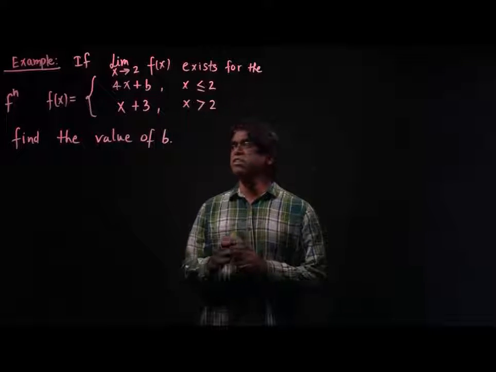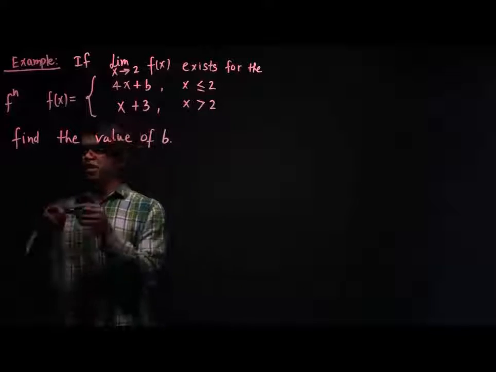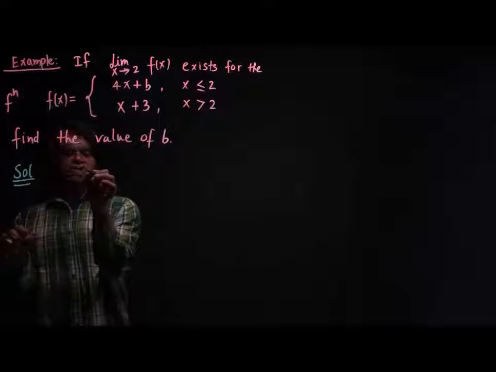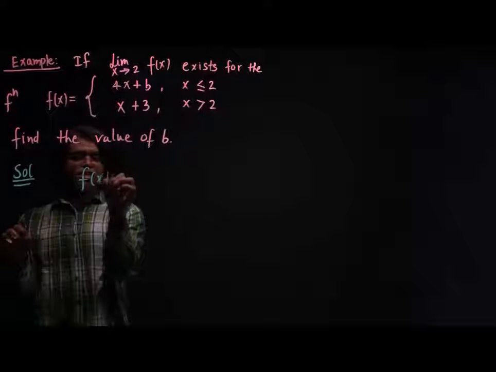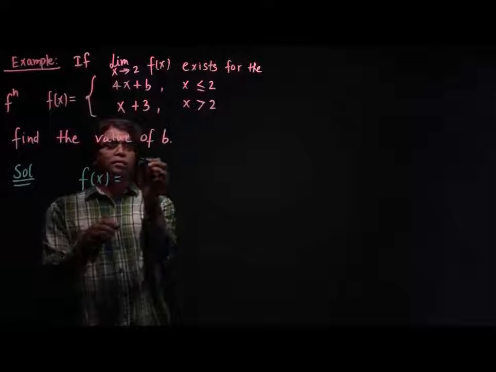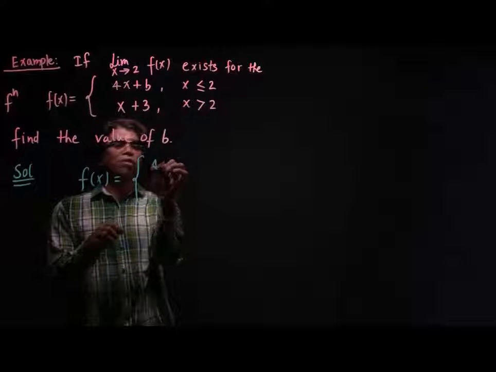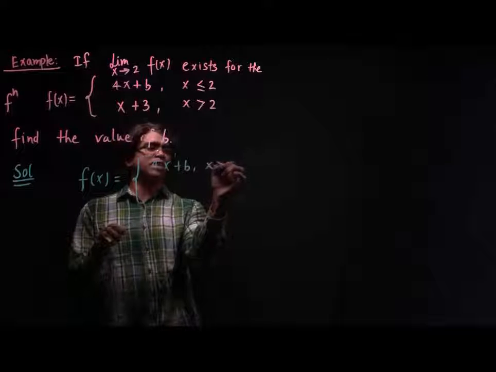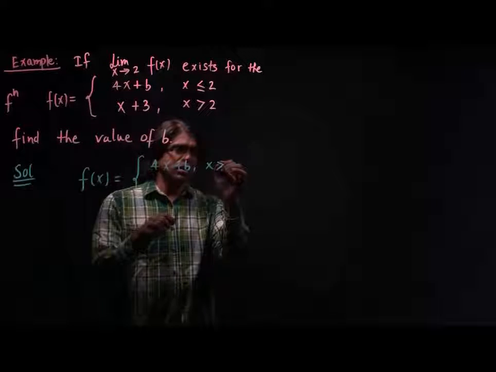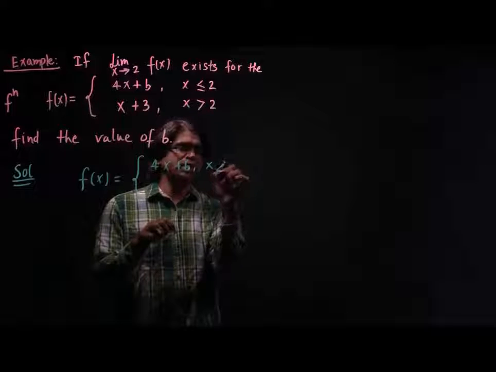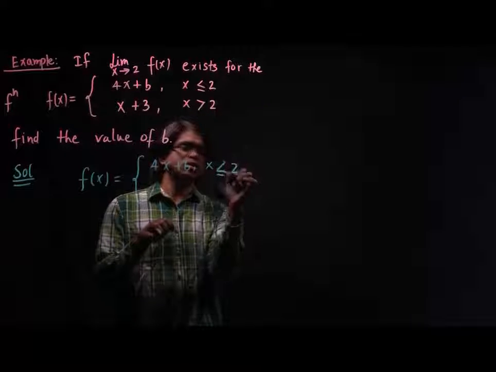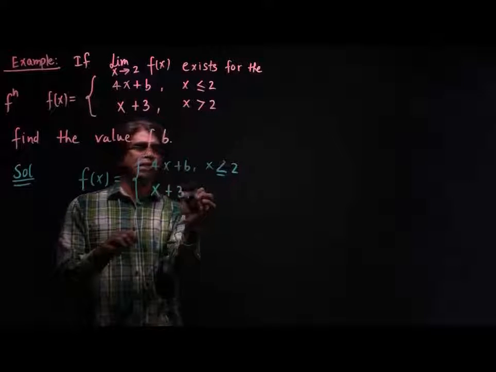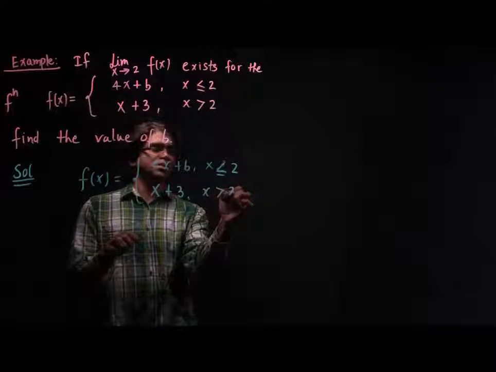So let's see what is given. The function is given as a piecewise function: f(x) is equal to 4x plus b when x is less than or equal to 2, and the second part of the function is x plus 3 when x is greater than 2.